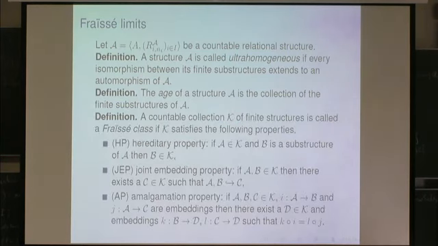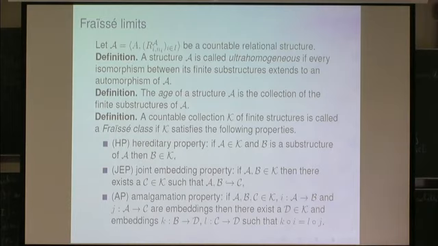And we say that a set of finite structures is a Fraisse class if it has the following three properties. If we have a structure from the class and we have a substructure of this structure, then the substructure is also an element of the class. The second one is the joint embedding property. So if we have two structures, then there is a third one, so that these two structures can be embedded into the third one.